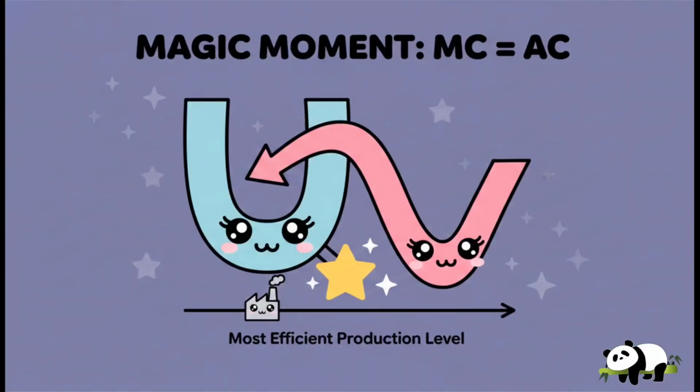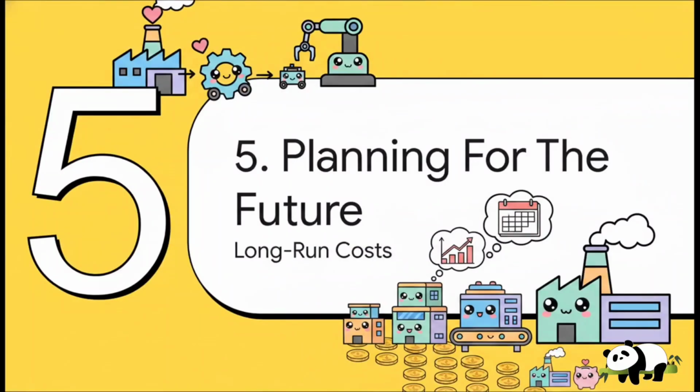Which brings us to this beautiful, perfect point. The exact spot where the marginal cost curve crosses the average cost curve is the sweet spot. It's the point where the average cost is at its absolute lowest. For a business owner like Ravi, this isn't just theory. It's the most efficient number of t-shirts to produce. That's his target.